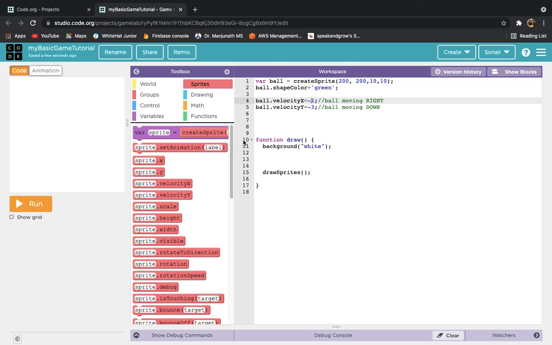So you can now create your own game, like making 4 or 5 balls or sprites and give them velocity for fun and see how they are moving.